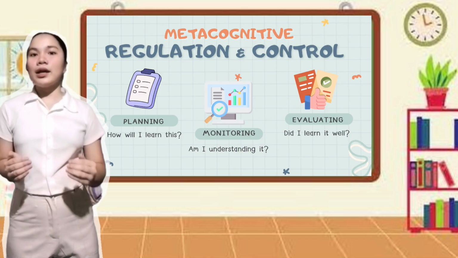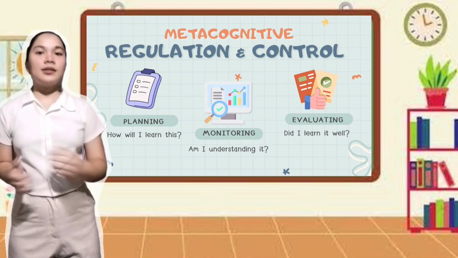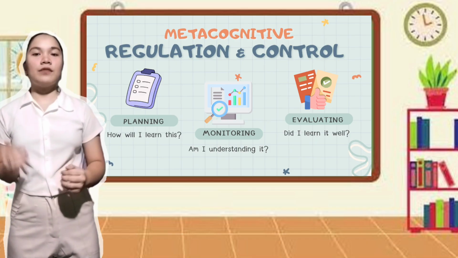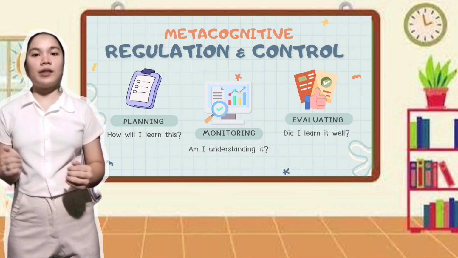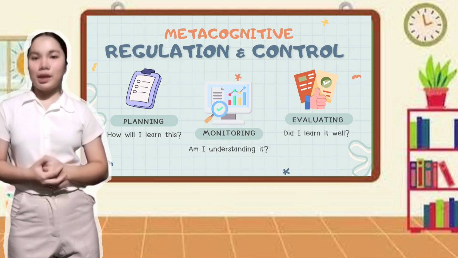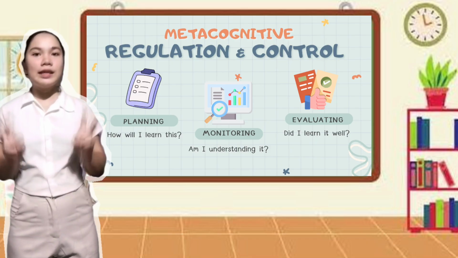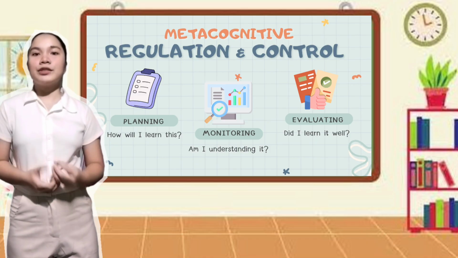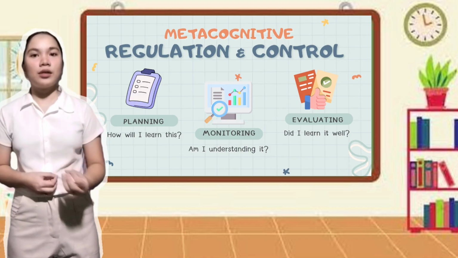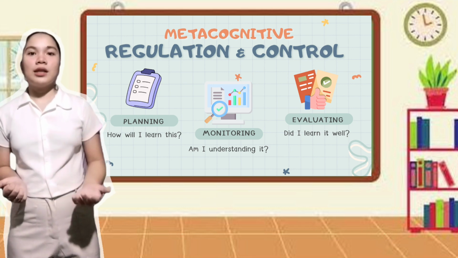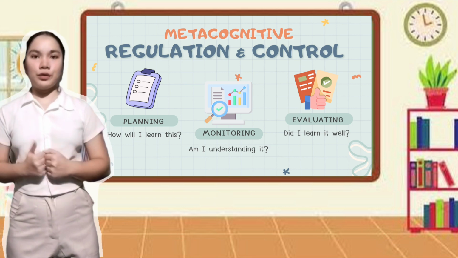So, you go back and reread it or ask a classmate. And that's monitoring. You're being aware of your own understanding while learning. And lastly is evaluating with the question, did I learn it well? Evaluating means looking back after studying and checking how well you learned. You reflect on what worked, what didn't, and what you need to improve.